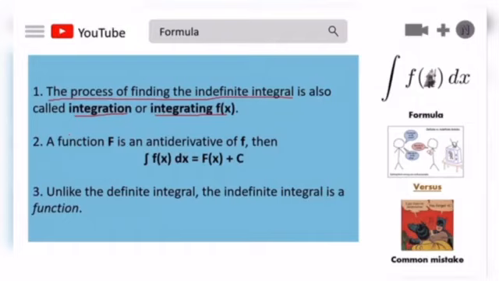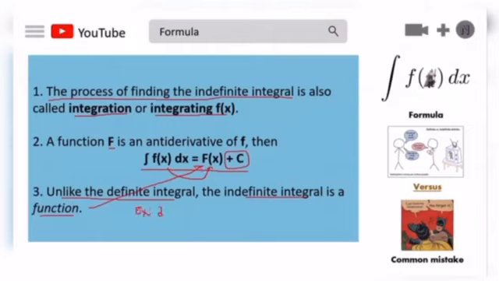Number 2, a function F is an antiderivative of f if the integral of f(x) dx equals F(x) plus c. Unlike the definite integral, the indefinite integral is a function. We know that here it is a function.